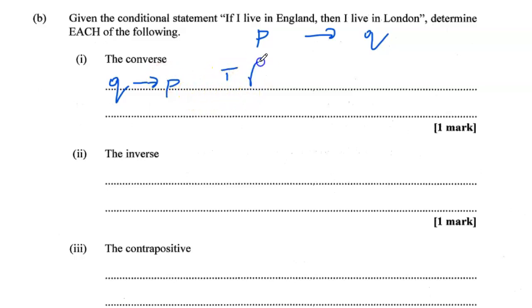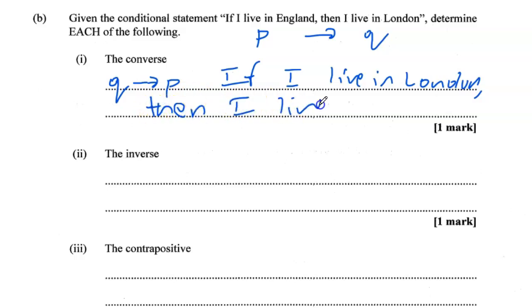So the converse would be: if I live in London, then I live in England. So we simply reverse the statement.